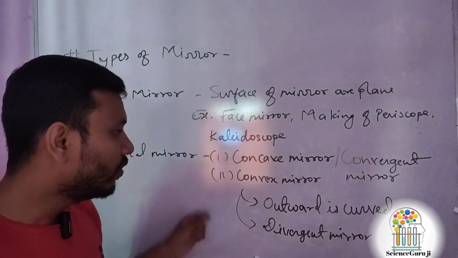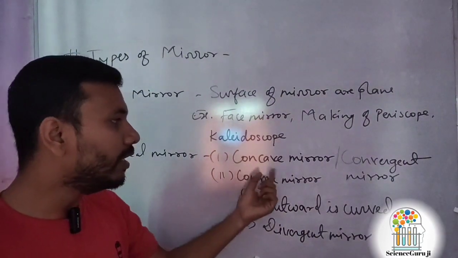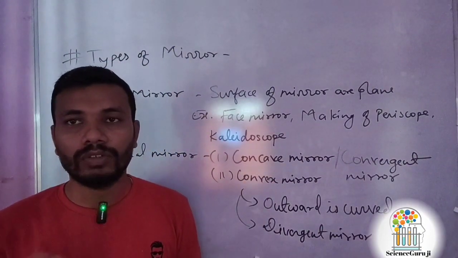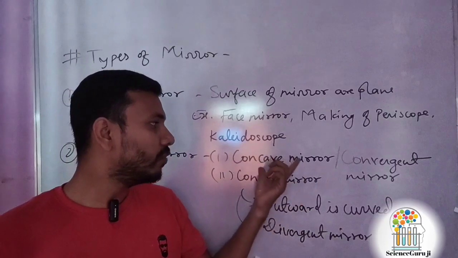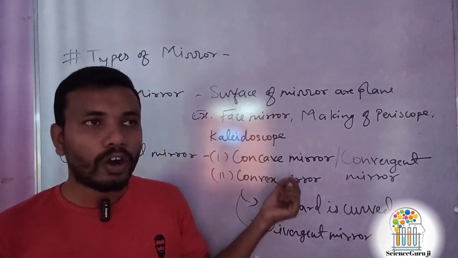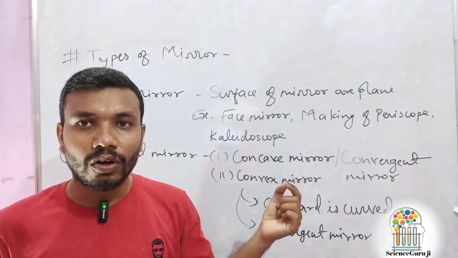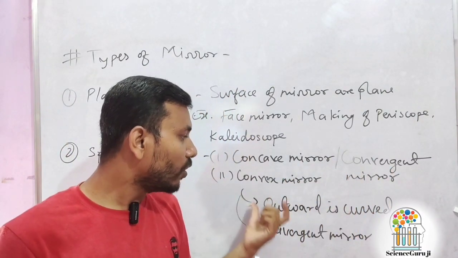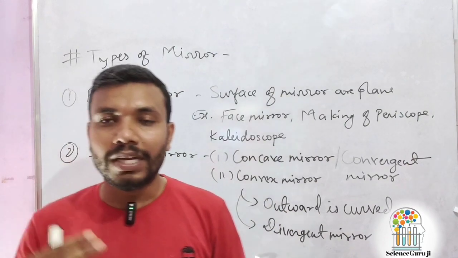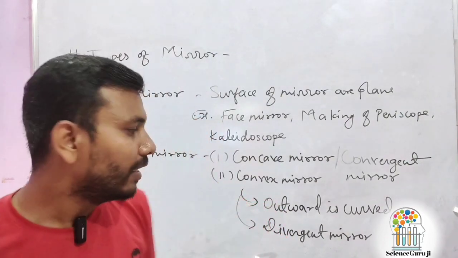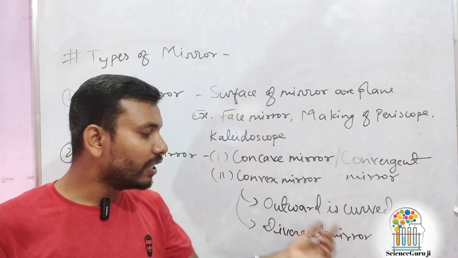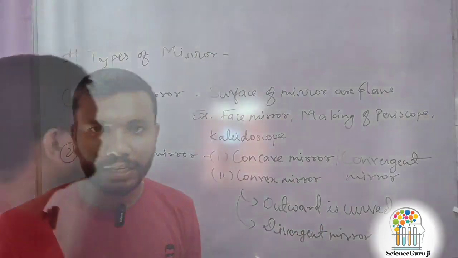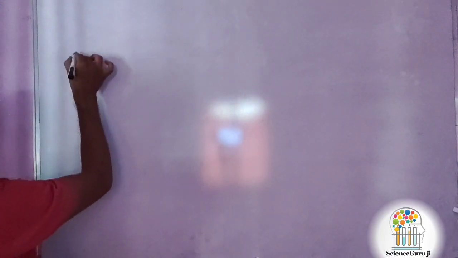So what we have learned is that the concave mirror is inwardly curved, and the convex mirror is outwardly curved. The concave mirror is also known as a convergent mirror because it converges the light, and the convex mirror, whose surface is curved outwardly, is known as the divergent mirror because it diverges the incoming light.